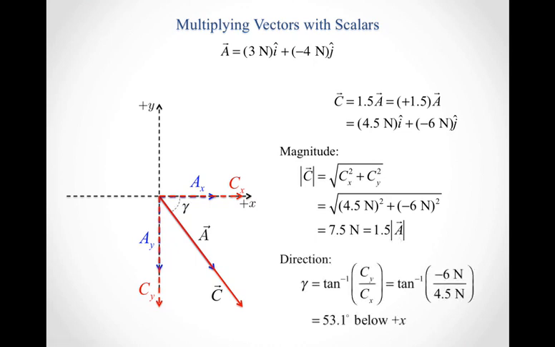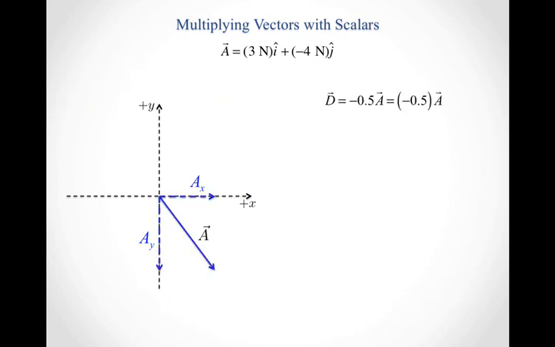For the direction, again, I'll think in terms of some angle that I'll label gamma here. I get the inverse tangent of the y component over the x component for vector C, and what I notice is it's 53.1 degrees below the positive x-axis. So what this means is that vector C is larger in magnitude than vector A, but it points in the same direction. Let's look at one last option.